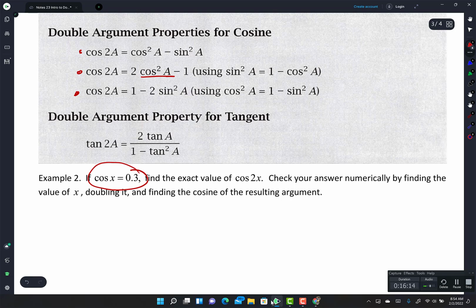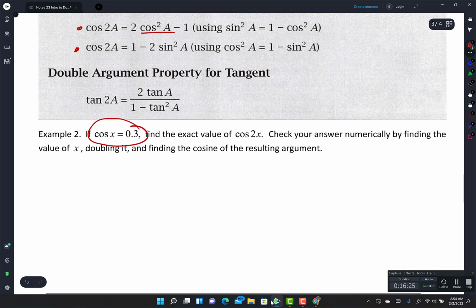Perfect, because I already have cosine. So if you already have cosine, you're not going to bother with the top one because that says sine squared. And you're not going to bother with the bottom one because there's no cosine on that one. Does that make sense to you guys? So check this out. This is going to be beautiful right here.